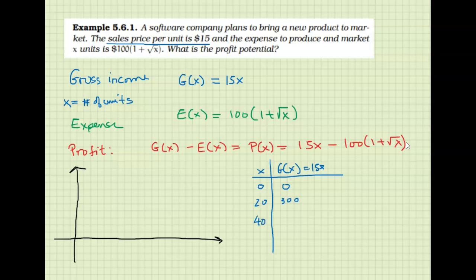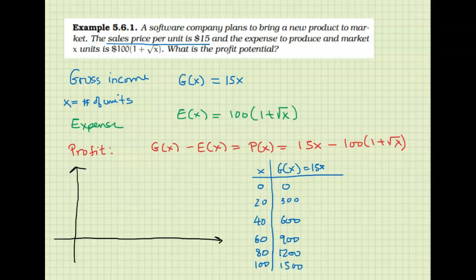Okay, so let's go 40. 15 times 40 gives me 600. 60 times 15 gives me 900. Let's go 80 and 100. 15 times 80 is 1200. 15 times 100 is 1500.